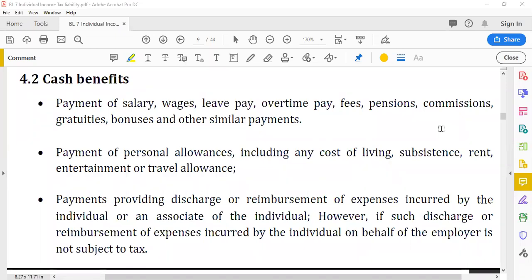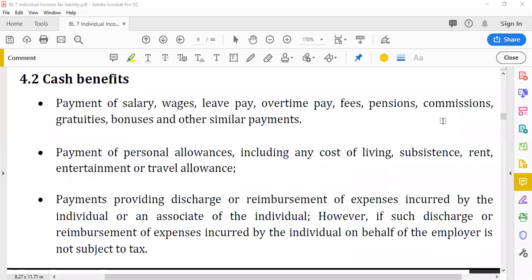Leave pay, overtime pay. Overtime: normally, standard working hours, how many hours per day? 8 hours per day. If an employee works more than 8 hours, he is entitled to get overtime, right? Overtime, good.